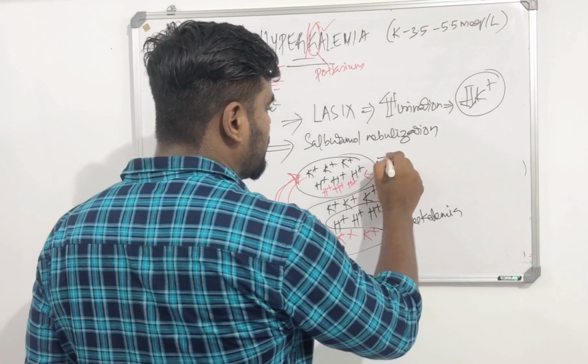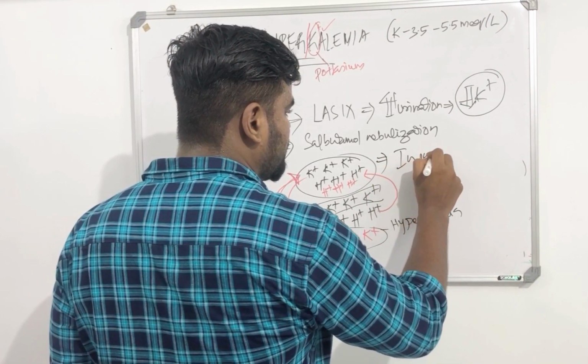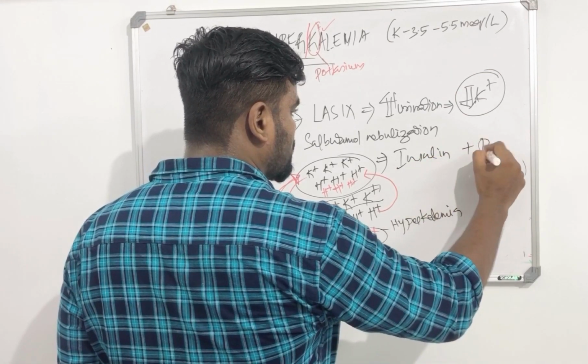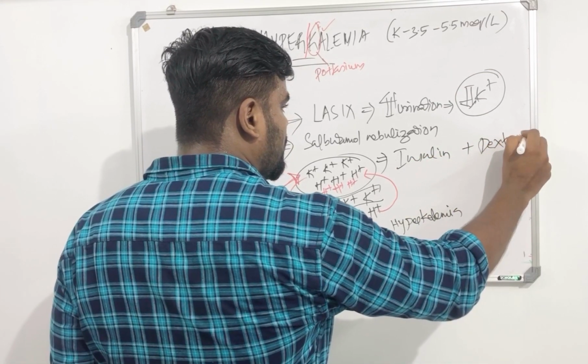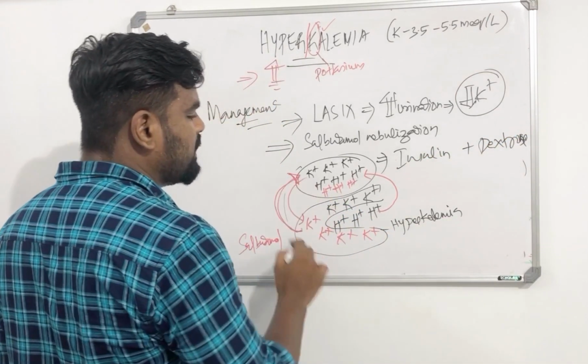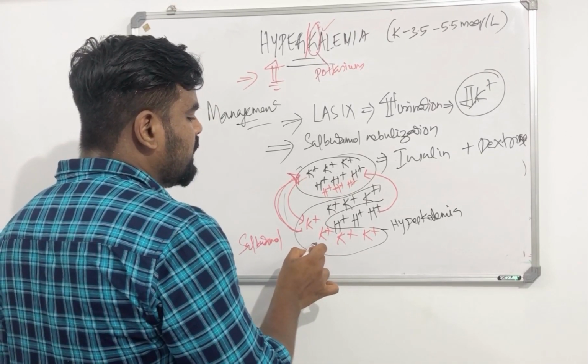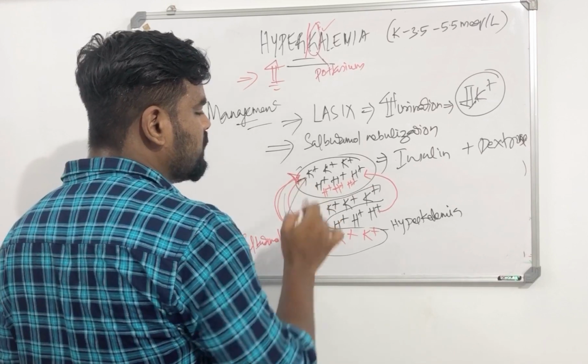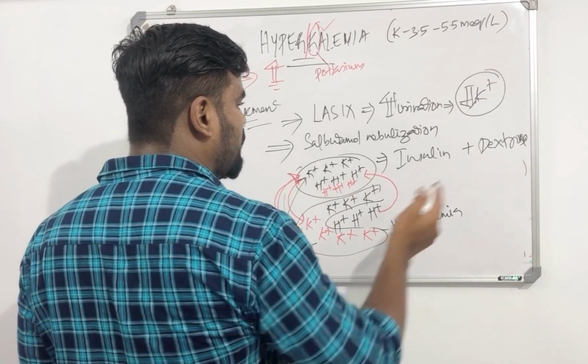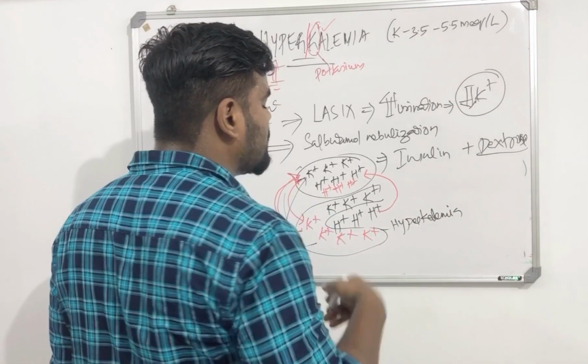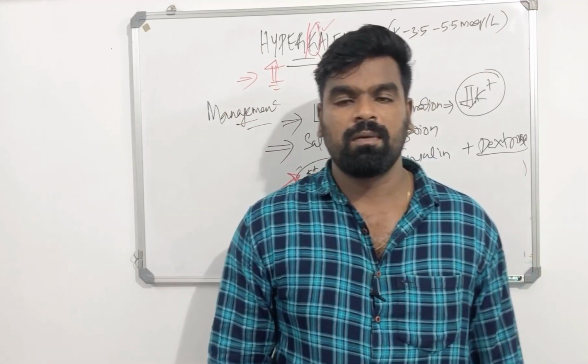And the last one, insulin administration, insulin plus dextrose. Insulin also works the same way. Once you give insulin, the excessive potassium from the extracellular side will be shifted into the intracellular side. And why are we giving dextrose? So as to prevent hypoglycemia.